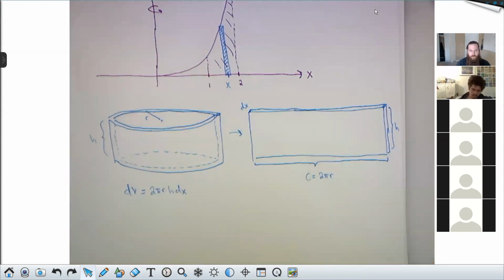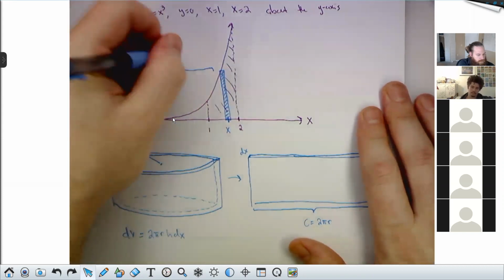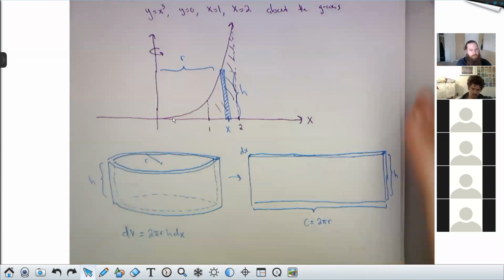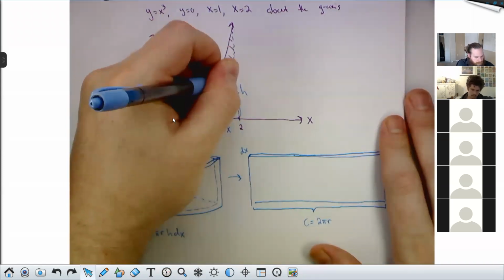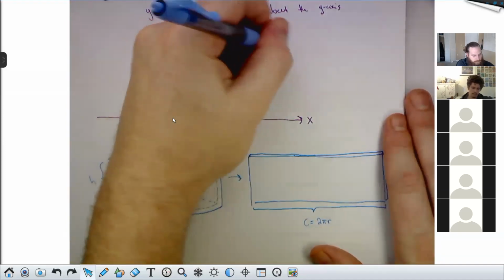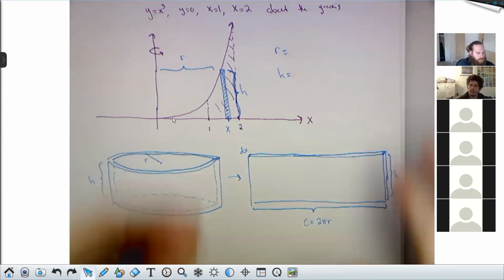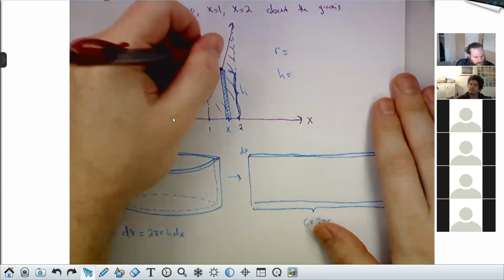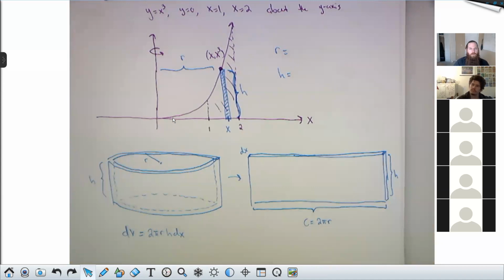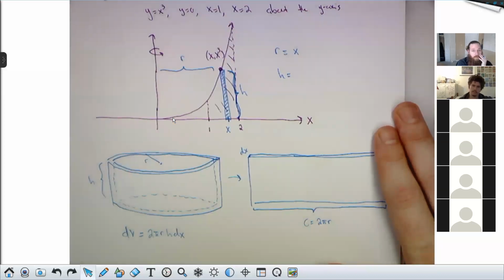So I need to find r and h. And just like when we need to find these things for the disk washer method, we come back to the picture up here. r is the distance from the strip to the axis of rotation. That is this distance. And h is the height of the strip. So what is r? What is h? I guess one thing I didn't do here, I didn't characterize the point on this curve. So this is x comma x cubed, because we're along the graph y equals x cubed. So, wouldn't it just be x? Yeah, good, r is x. What is h? x cubed. Good.